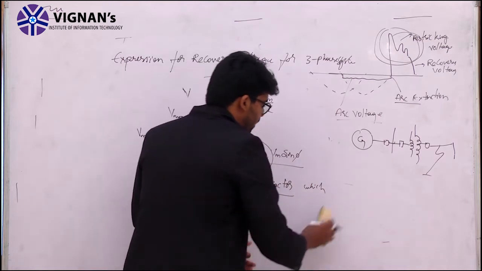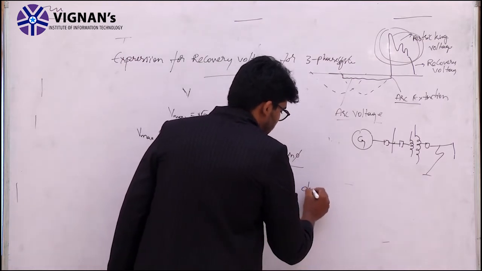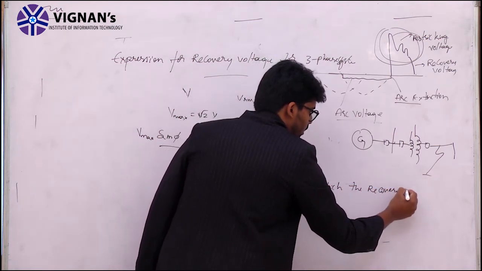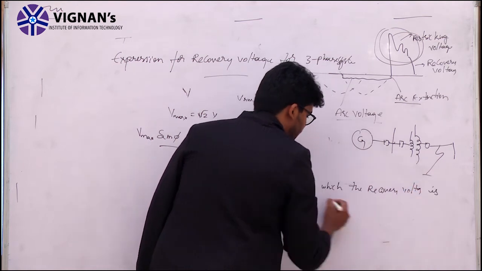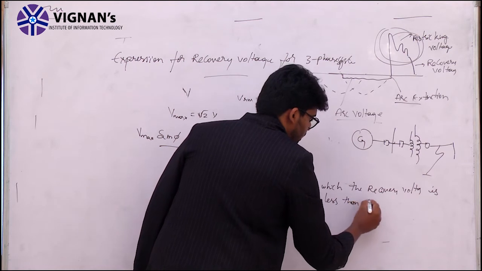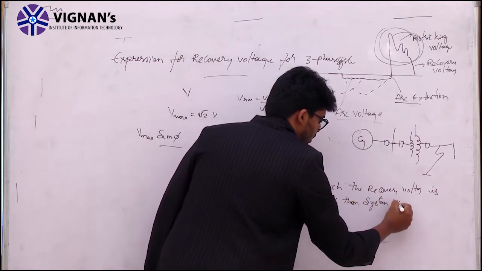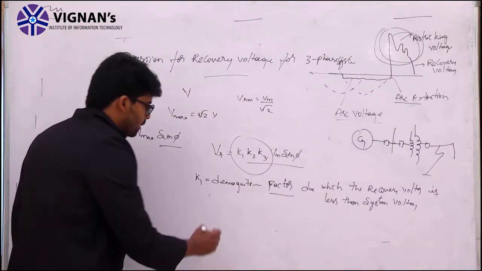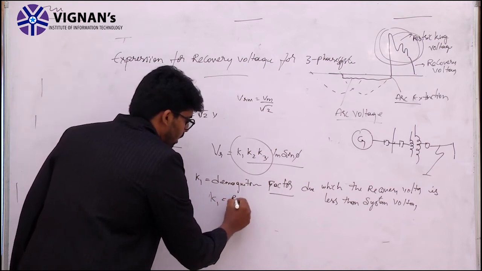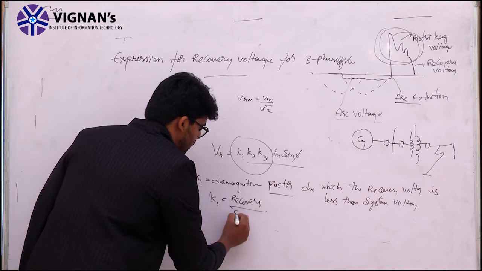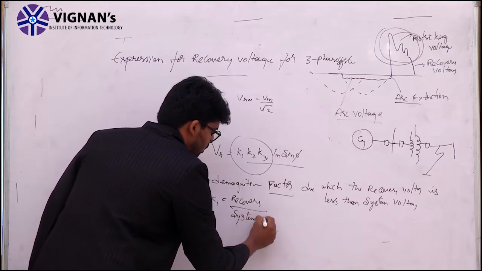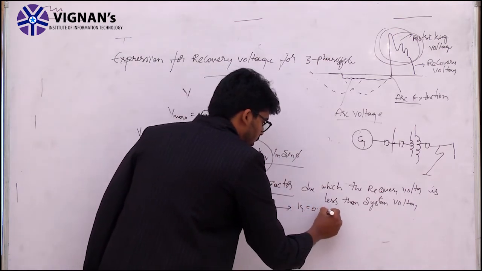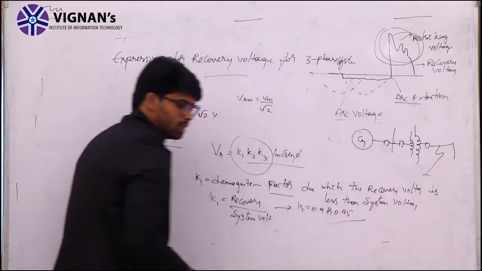By this factor, the recovery voltage which is obtained is less than the system voltage. So the recovery voltage will be less than the system voltage due to the demagnetizing factor. This is K1 equal to recovery voltage by system voltage. In general, while solving problems, we take K1 either 0.9 or 0.95. We'll solve the numericals in the next class.